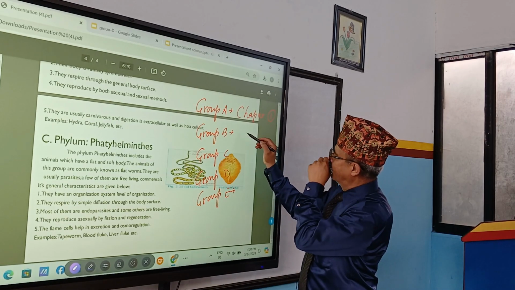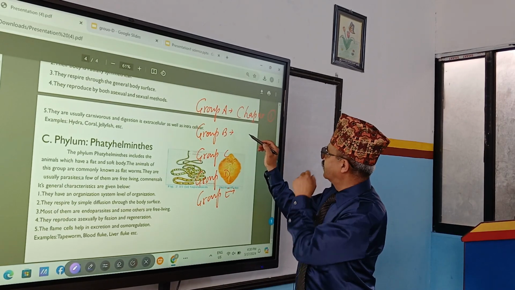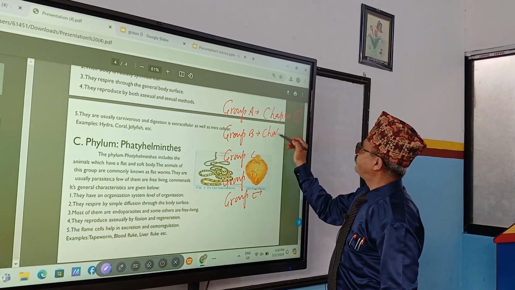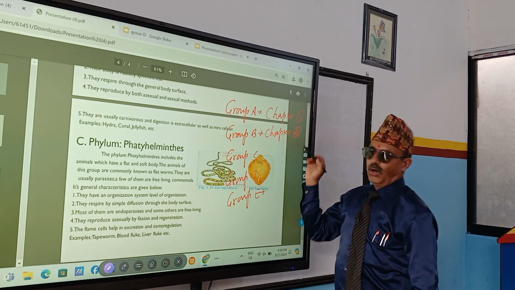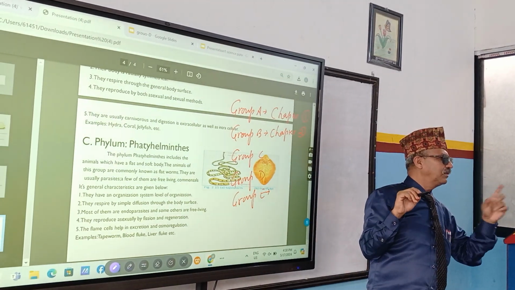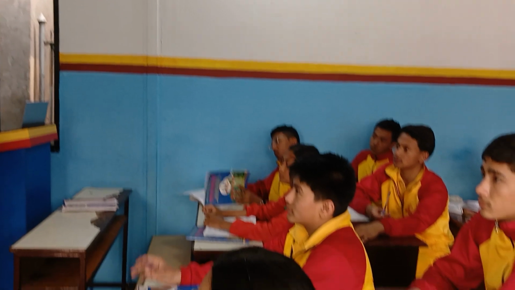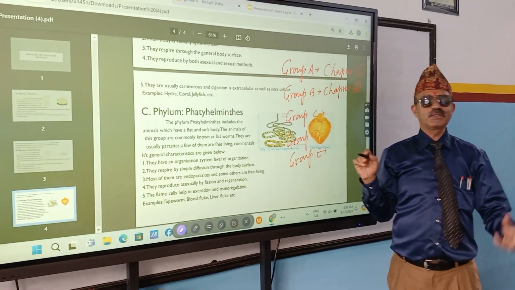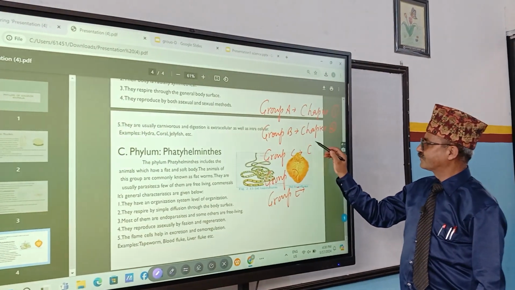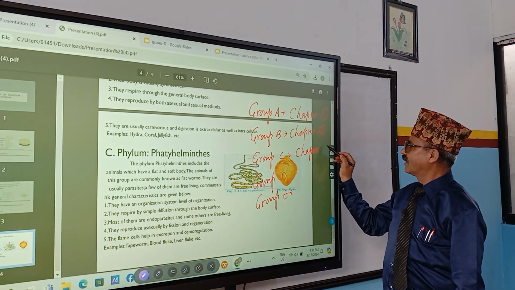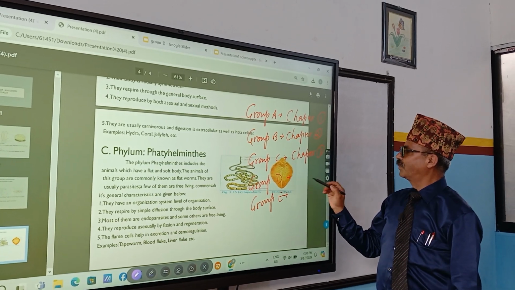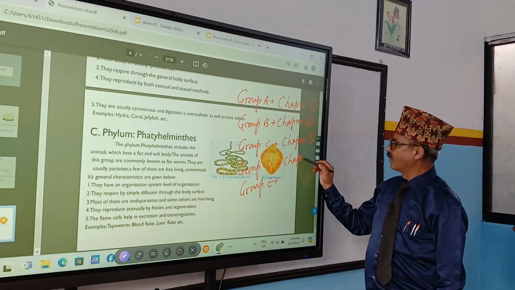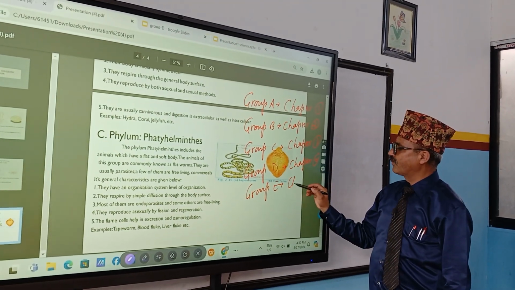Group B. Who are the group members? Remember, you have to make the slides of Chapter 2. Group C, who are the members? Chapter 3, I think is a very short one. Group D, Chapter 4. And Group E, Chapter 5.